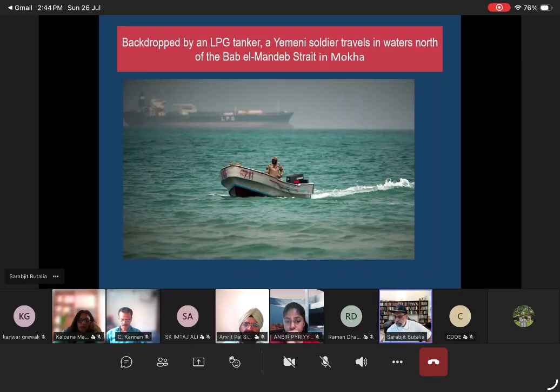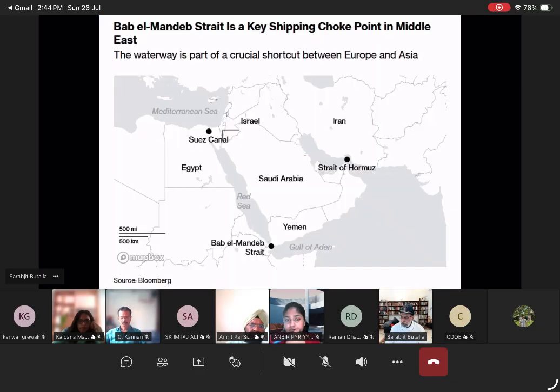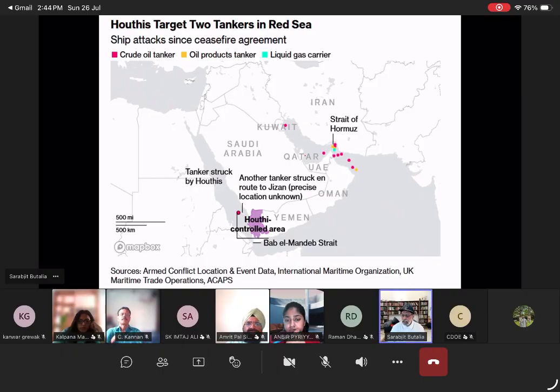And so you see these type of boats in and around the ship, sometimes patrolling. This is a Yemeni boat where an LPG tanker is passing by. LPG is your petroleum gas which you use for your cooking. So these are the ships which have been attacked. 2 tankers in the Red Sea have been attacked, and some are attacked in the.